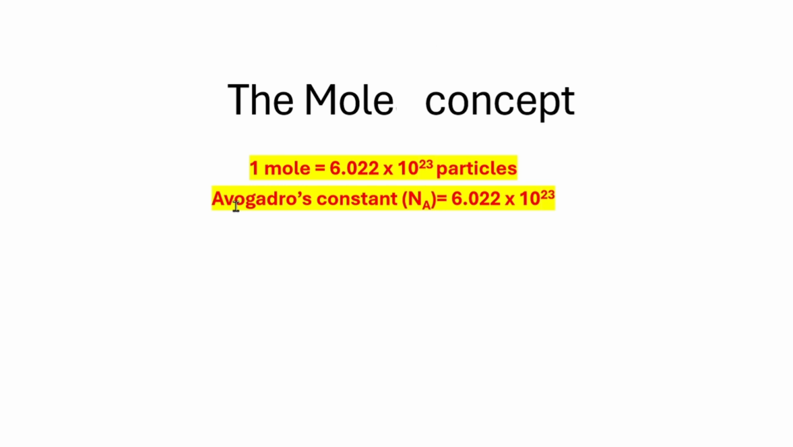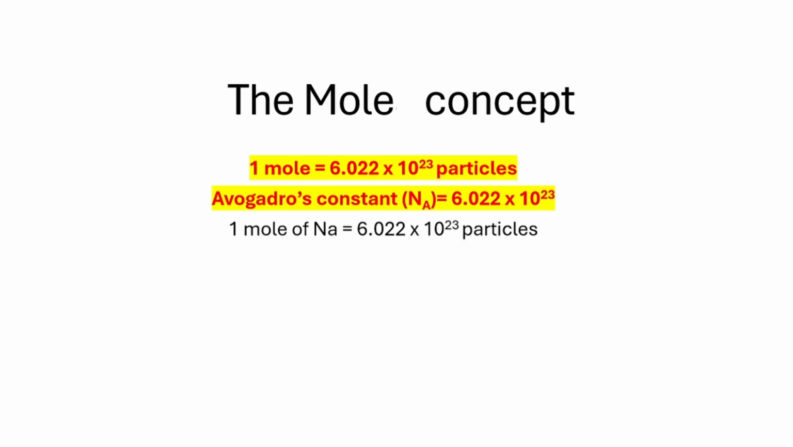Similarly, 1 mole of a substance always has a fixed number of particles. So those particles are 6.022 times 10 to the power 23. And because this number does not change, we call this number Avogadro's constant, and it is represented by Na.